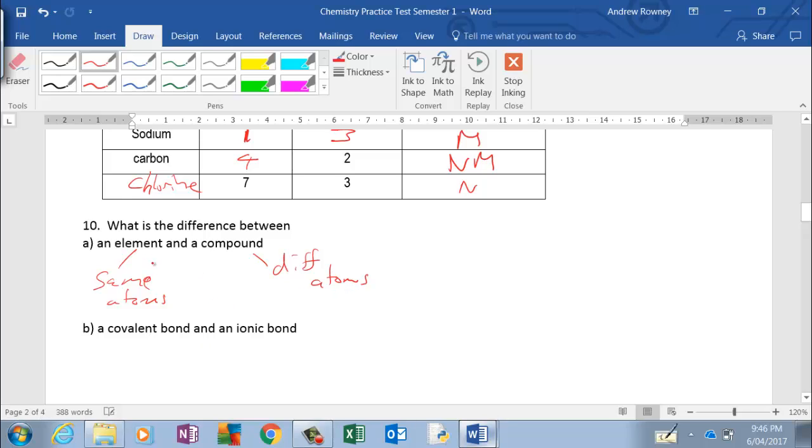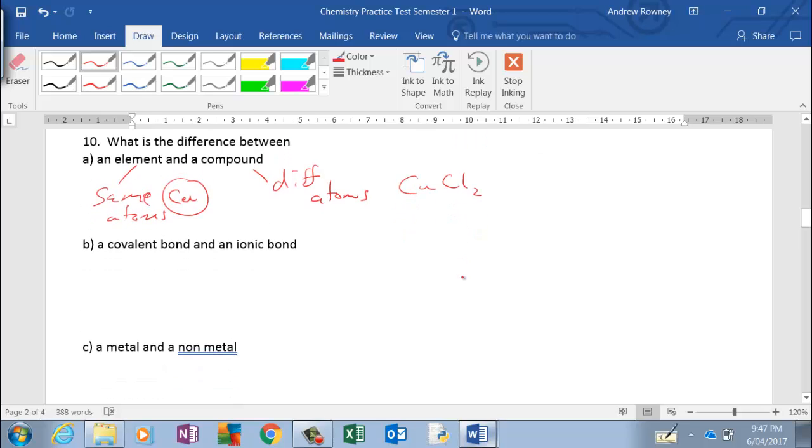For example, this one here could be copper. Copper is just made up of copper atoms, whereas a compound would be copper chloride. It's made up of copper and chlorine atoms. Covalent and ionic bond, that's in your booklet as well. Covalent is between two nonmetals or multiple nonmetals. Ionic bonds are always between metals and nonmetals. These ones also transfer their electrons across. These ones share their electrons. So these ones are like positive and negative ions, whereas these ones are not ions.